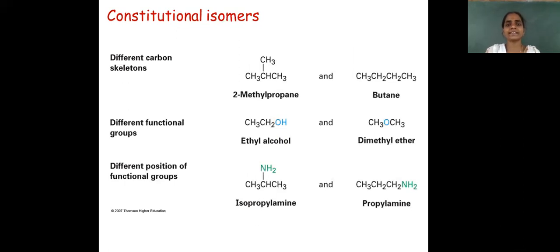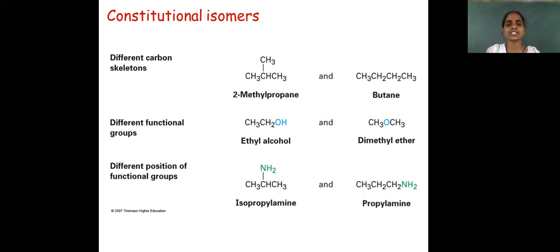Here are some examples of structural or constitutional isomers: 2-methyl propane and butane. These have the same molecular formula, but they differ in the spatial arrangement of atoms. Similarly, ethyl alcohol and diethyl ether have the same molecular formula but differ in their functional groups.